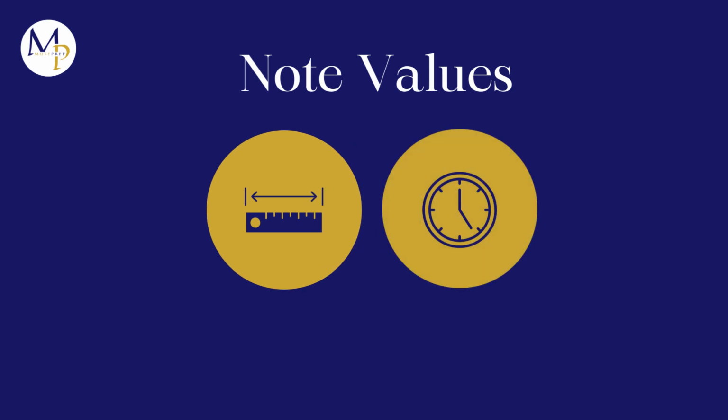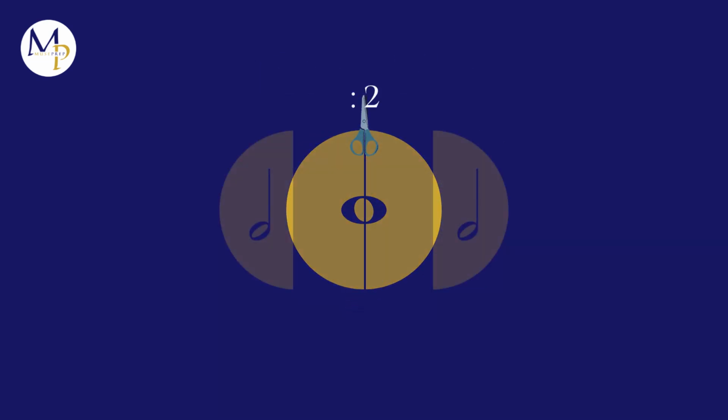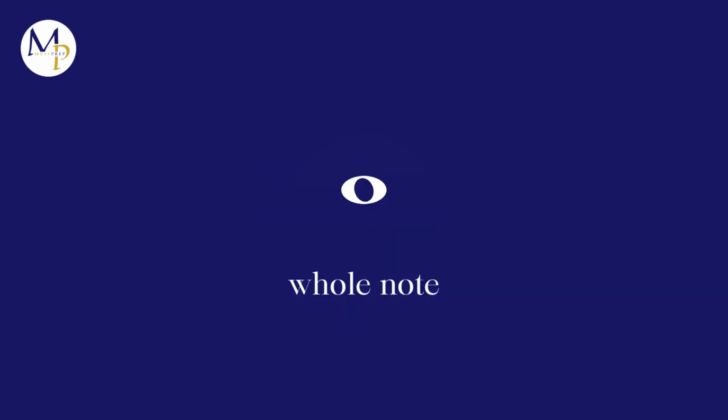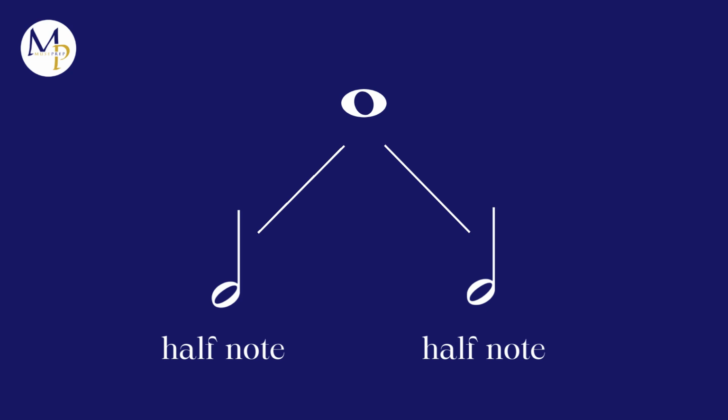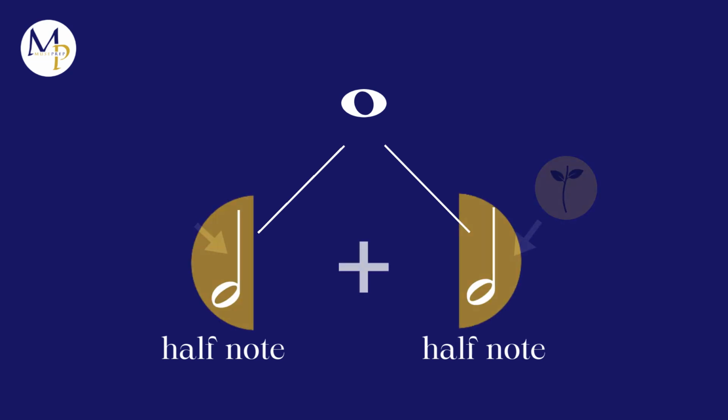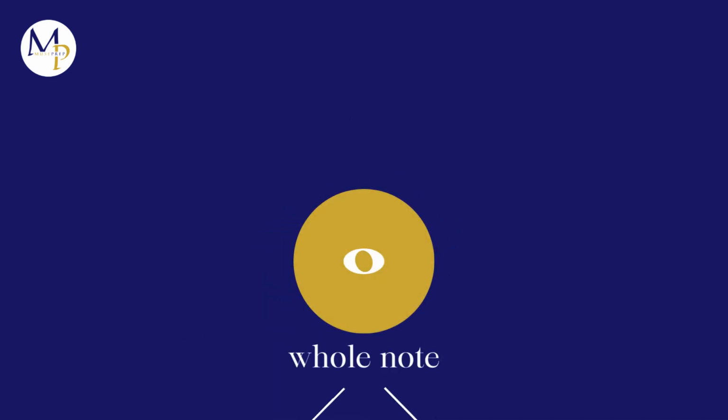Today, we use a system in which each note value can be divided by 2. Once you understand it, it's very simple. The longest commonly used note is the whole note. Its note head is written as an open oval. The next smaller value is the half note. To distinguish it, it has a stem. 2 half notes equal 1 whole note.